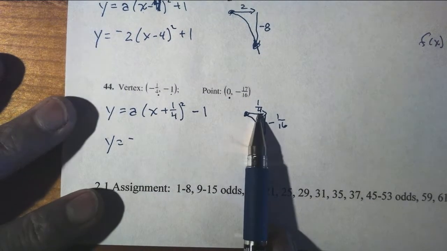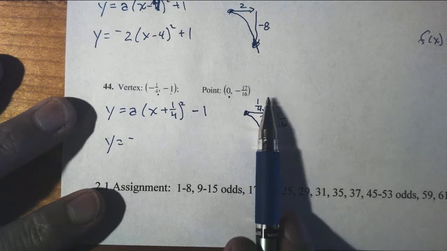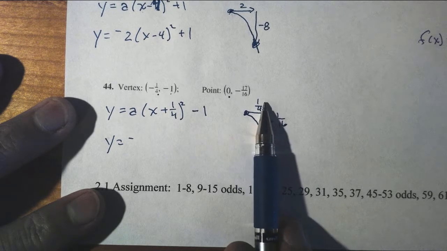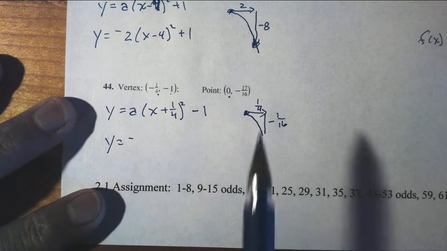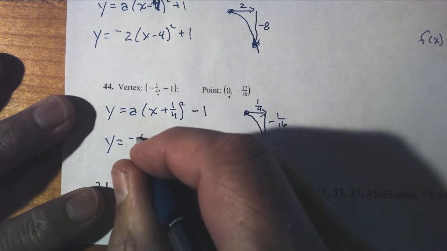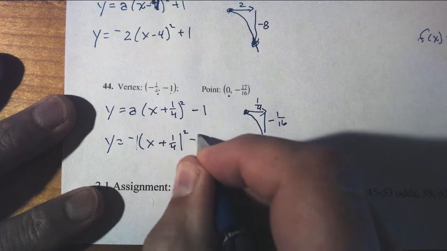What would standard parabolic growth do? Over 1/4 would normally go up 1/4 squared. It would normally go up 1/16. In this case, it went down 1/16, so it is standard but flipped. So this is negative 1 times x plus 1/4 squared minus 1.